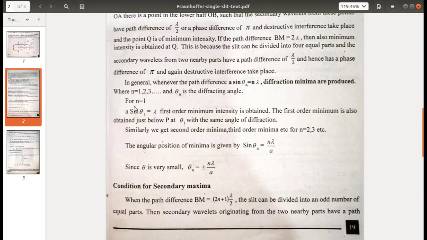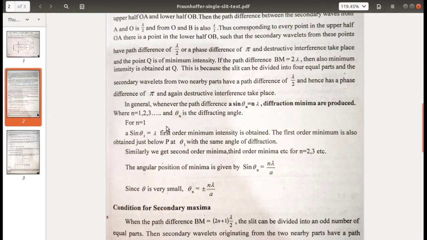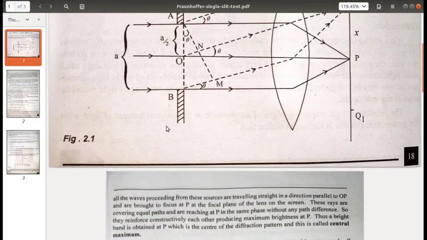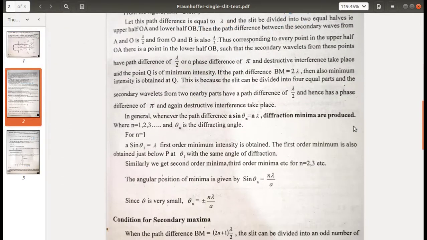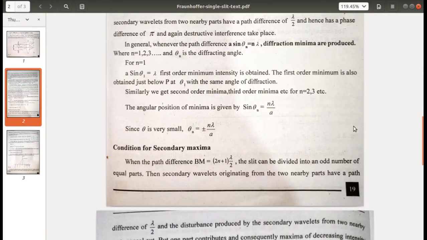Now for n equal to 1, a sin theta is equal to lambda. This is the first order minimum intensity. The first order minimum is also obtained just below P, at theta 1, with the same angle of diffraction. Similarly, we get second order minima, third order minima, etc., for n equal to 2, 3, etc.